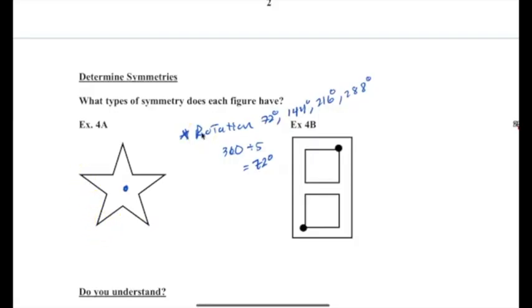And then let's see if we have a reflection symmetry. I would say that cuts it in half. The same thing would happen when I do this, and when I do this, and when we do this, and when we do this. So we have 5 points there, one for each star point. So there are 5 lines of reflection symmetry.